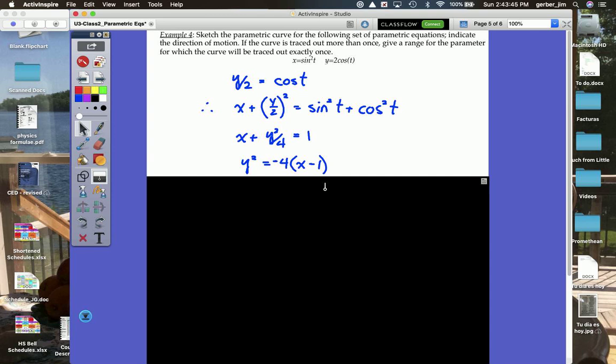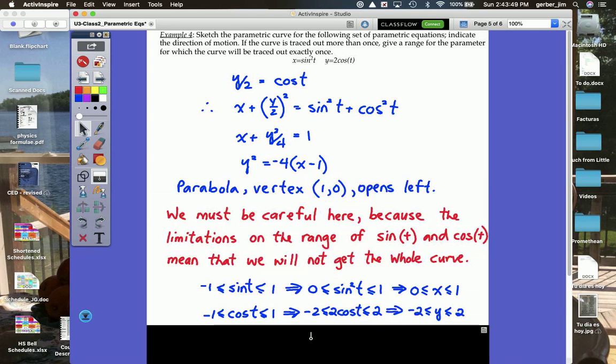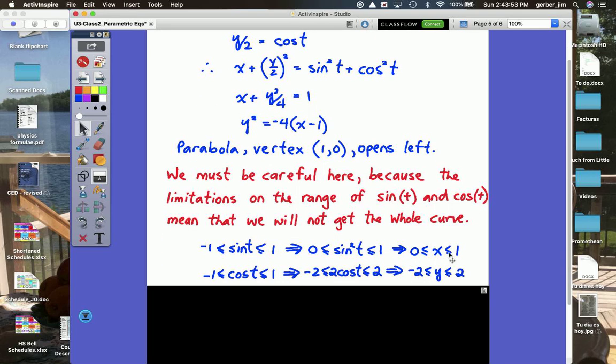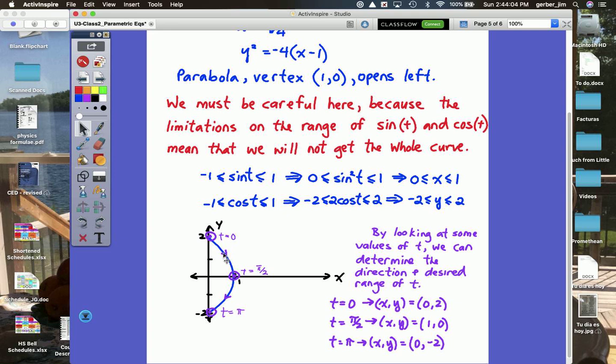So now when we go to graph our function, we have to recognize that. We have to understand that x is only going to be between 0 and 1 and y is only going to be between -2 and +2. So again, we're going to get a parabola, but we're only going to get a piece of a parabola. And we see that we get this chunk of the parabola.